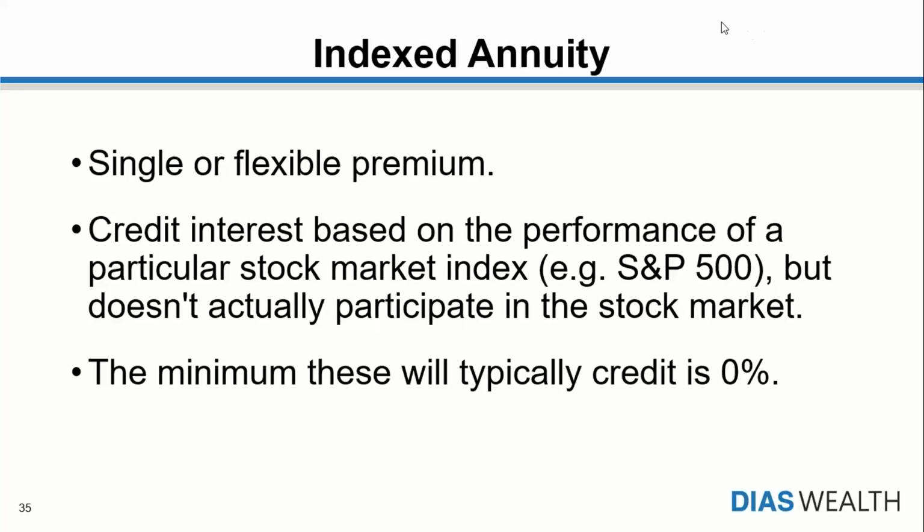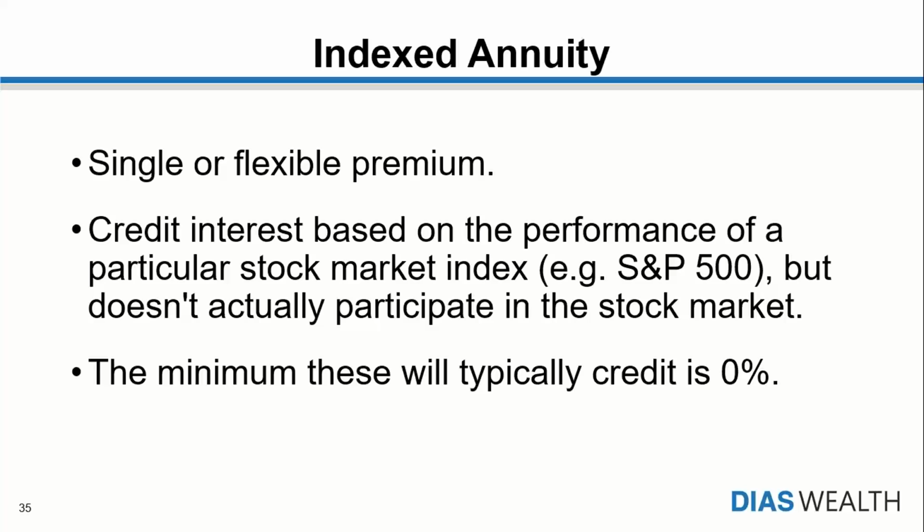The indexed annuity, it's a single or flexible premium, although the marketplace for the flexible premium indexed annuity is probably very limited right now. It credits interest based on the performance of a particular stock market index, so for instance the S&P 500, but it doesn't actually participate in the stock market. That was the key part to Rule 151A, because they were coming out with, well, it participates in the stock market, but it really doesn't. And we'll go over that on the advanced course.